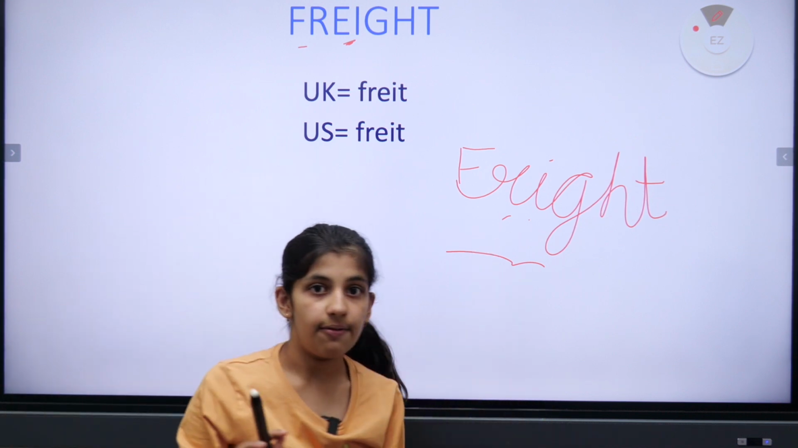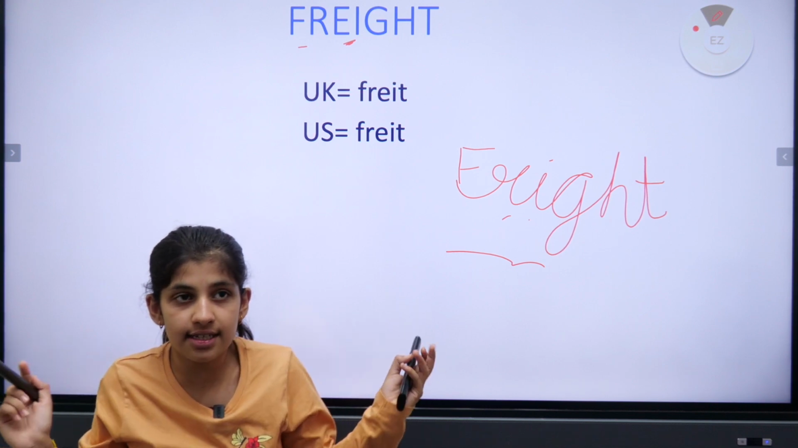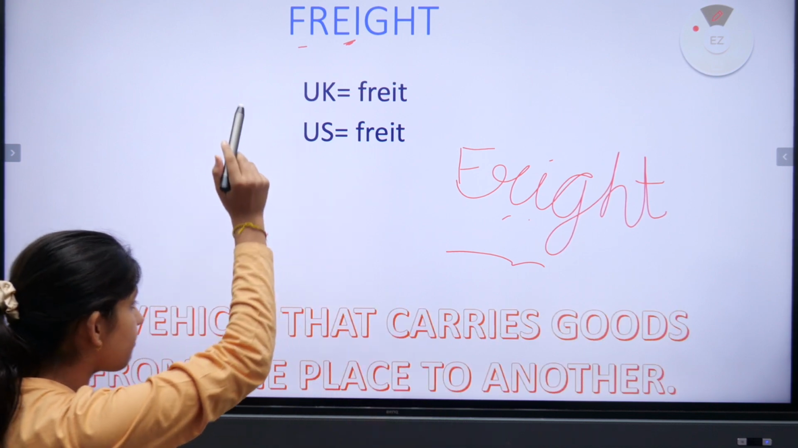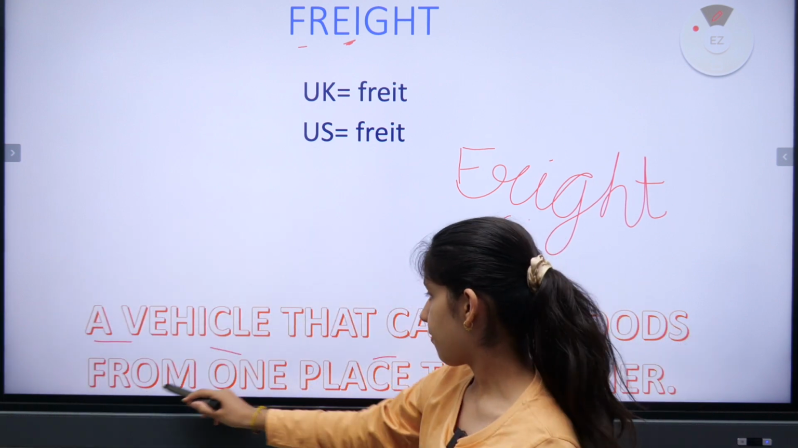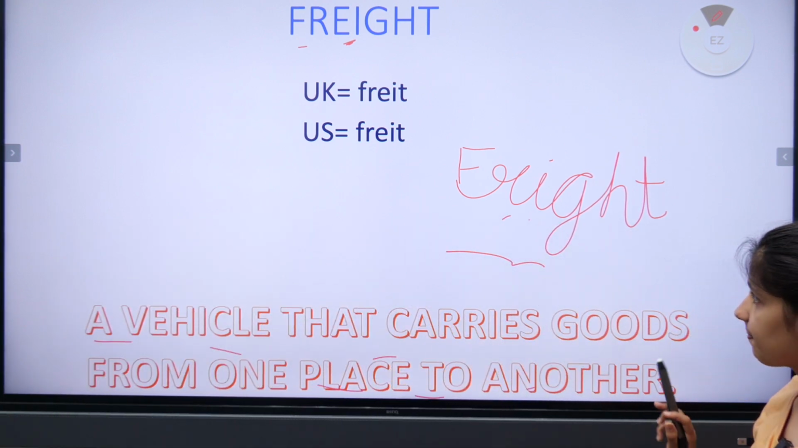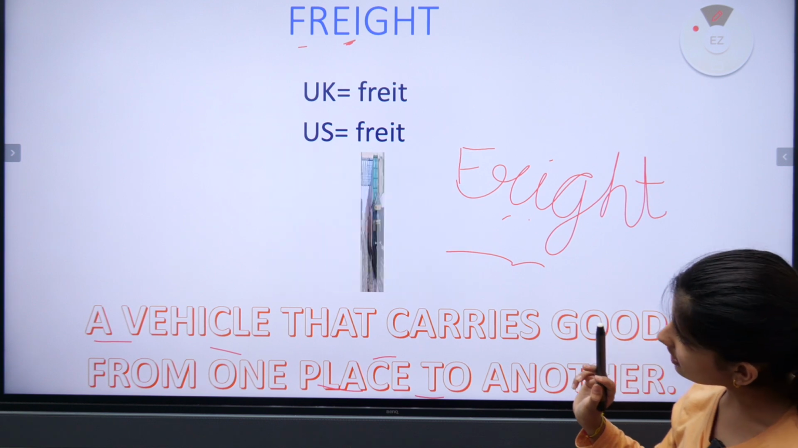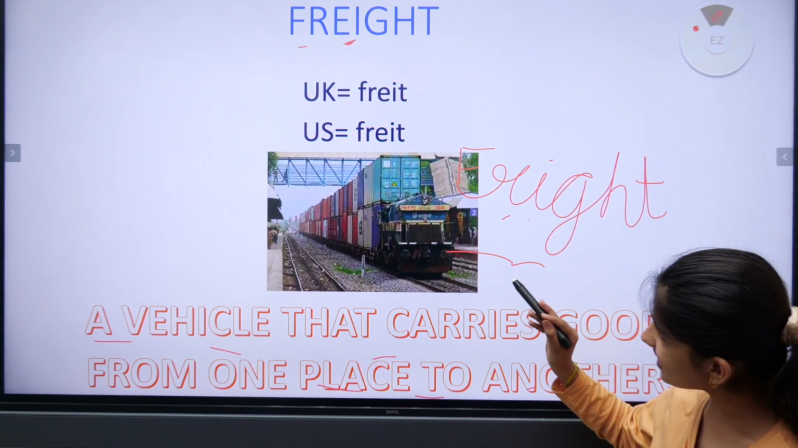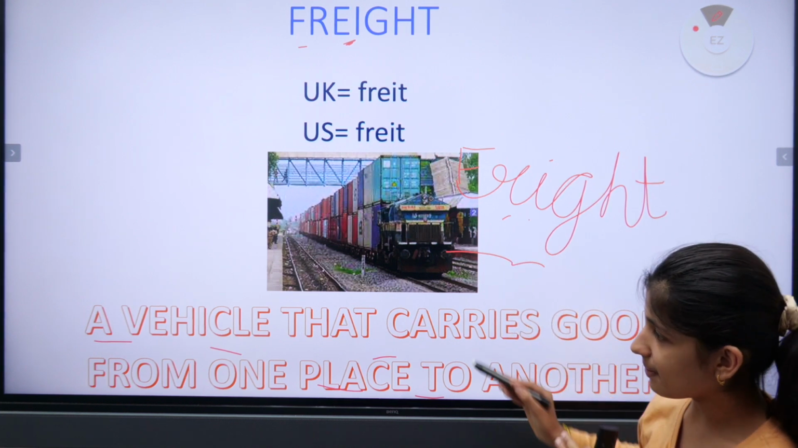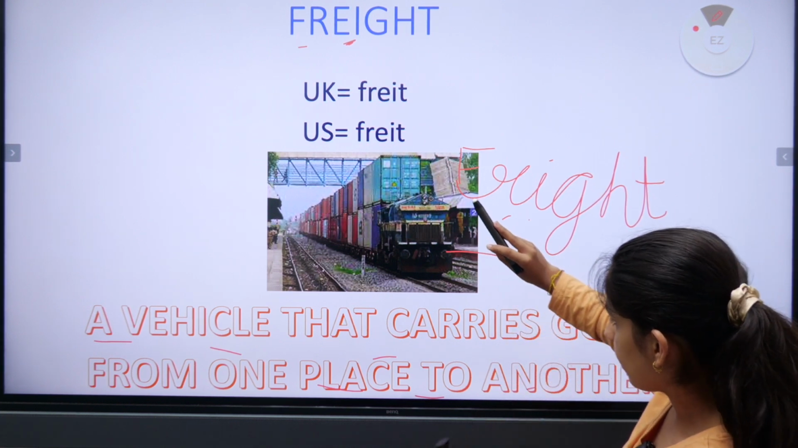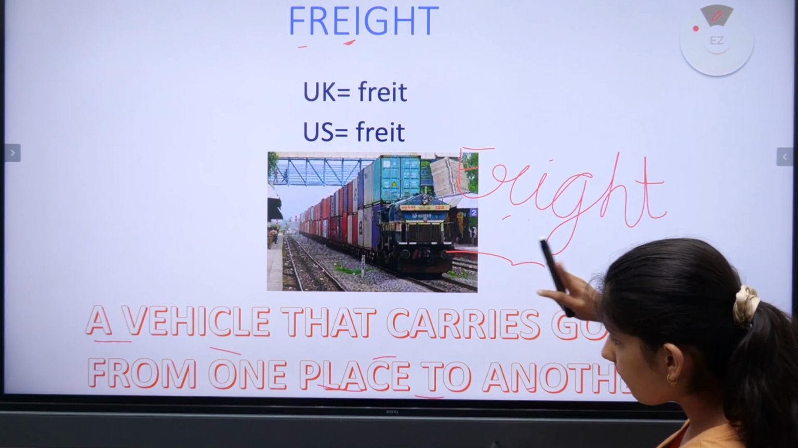And let me differentiate these two words using their meanings. Fright means if you're very scared, means you're frightened. But freight means a vehicle that carries goods from one place to another. Like, look at this train. This train is a freight train. Freight train means this train is a vehicle that carries goods from one place to another.